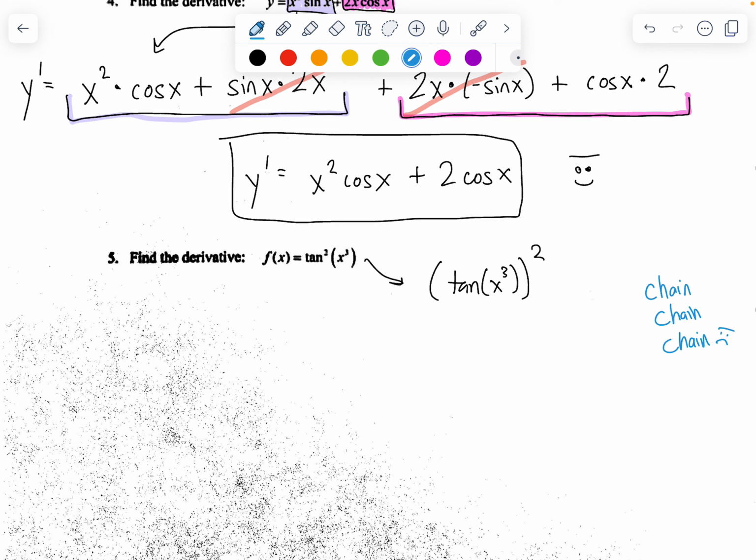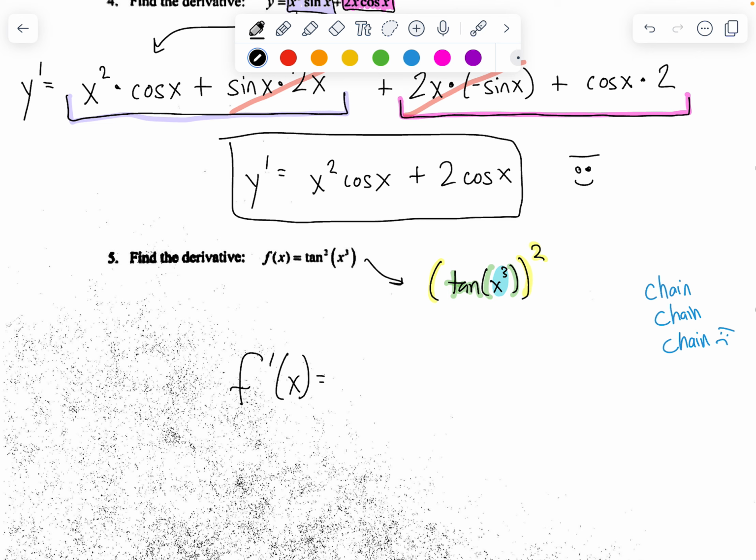Because there's the outside. Look at this. This is horrific. There's the outside stuff that's squared. Then there's the inside stuff, which is tan. And then there's the inside stuff, which is x cubed. This is horrible. I just love this so much. This is so fun. f prime of x.